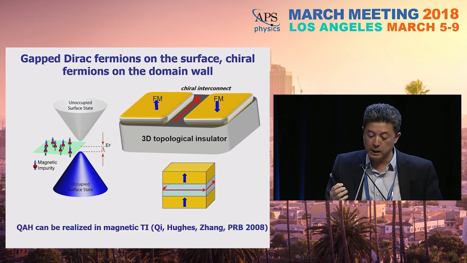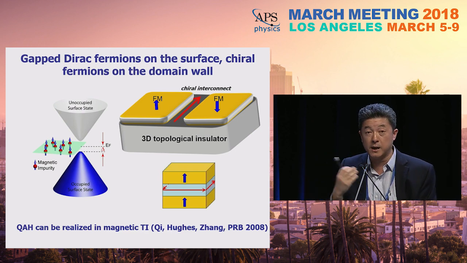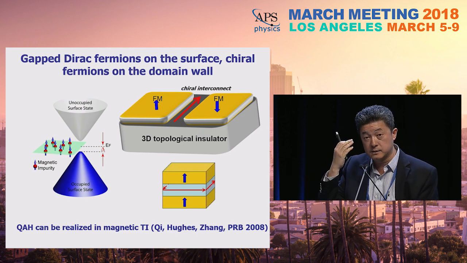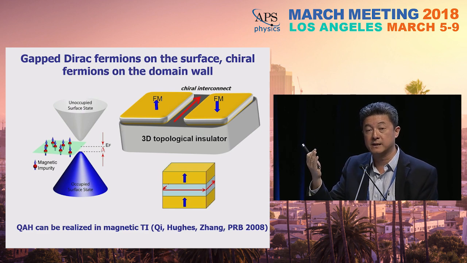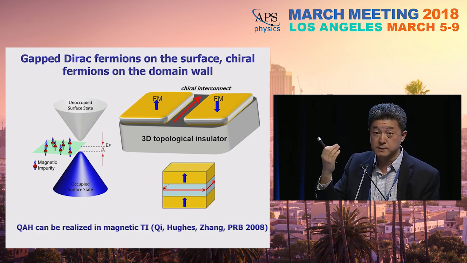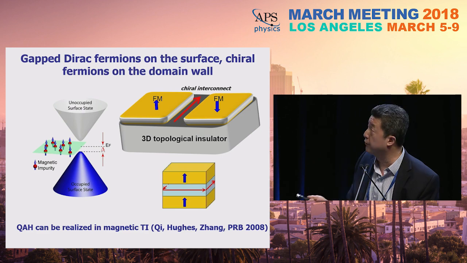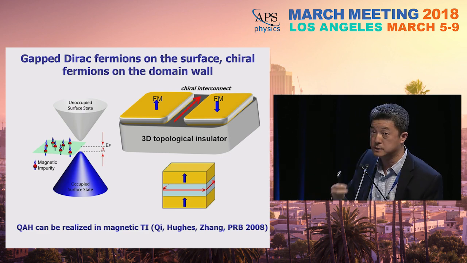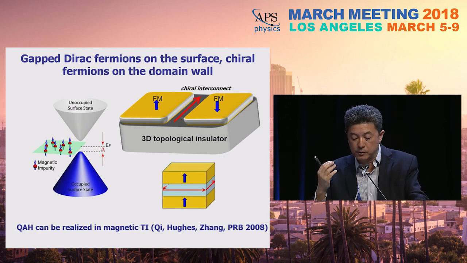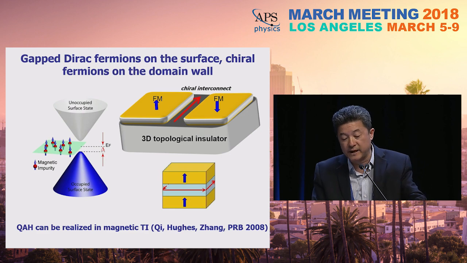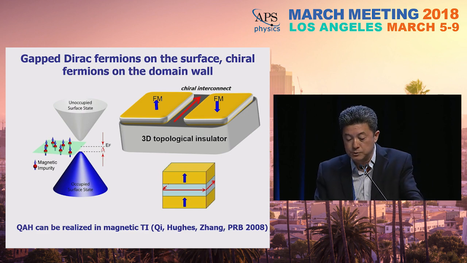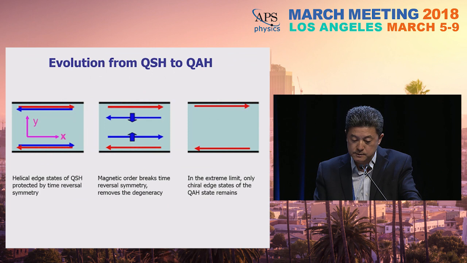So Duncan Haldane in the 80s wrote down a model which has quantum Hall effect without external magnetic field. But that was a toy model, which is very interesting for theoretical study. But we proposed an actual mechanism for realizing the quantum anomalous Hall effect by magnetization introduced to topological insulators.